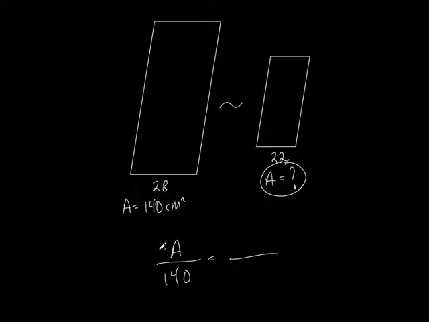Now watch, if I compare the small one to the big one, what am I going to have to do to the sides? I got to go from the small one to the big one on the side. So I go 22 to 28. But I don't just put 22 over 28 for the sides. What does the rule say? The square of the sides. Okay, so I got to take that 22 and square it, take that 28 and square that. So that's what our rule says.